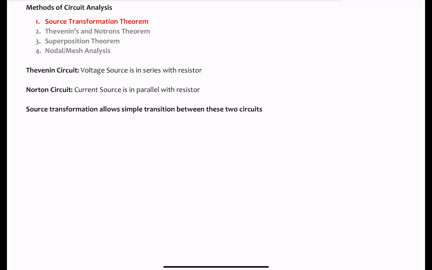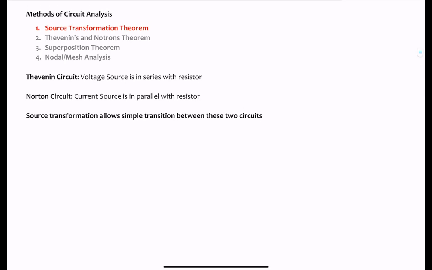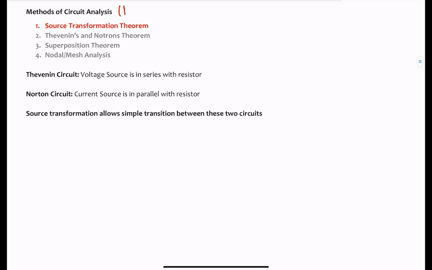Let's now learn about methods of circuit analysis. And of course, this is related to DC analysis right here. There are mainly four kinds of techniques or methods that you could use to analyze DC circuits.